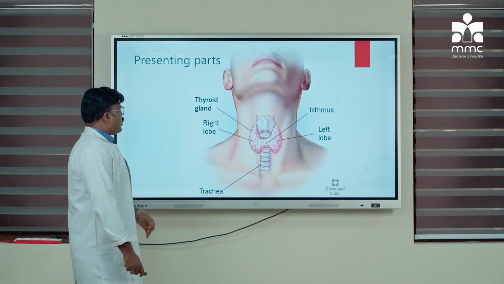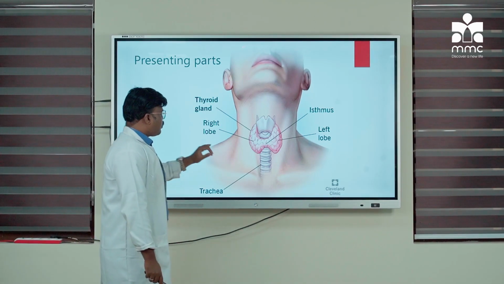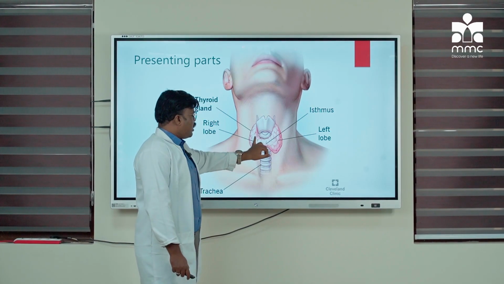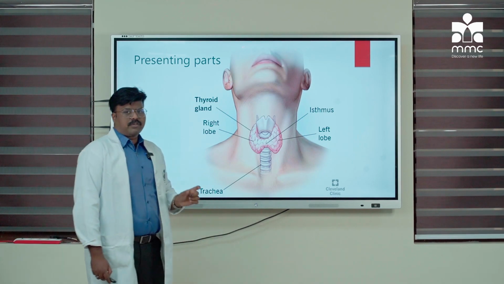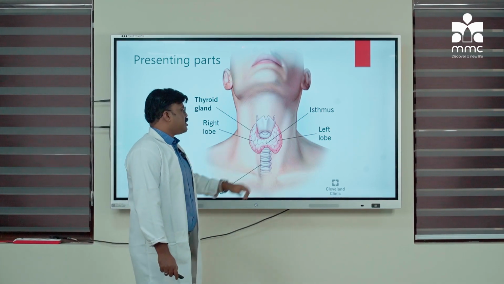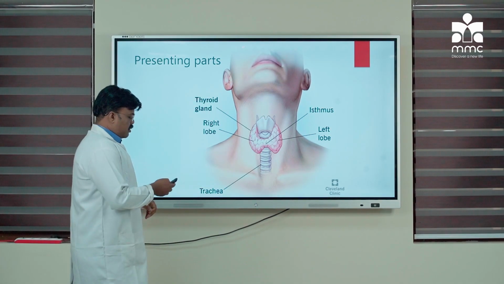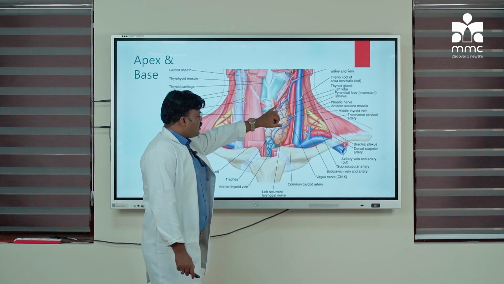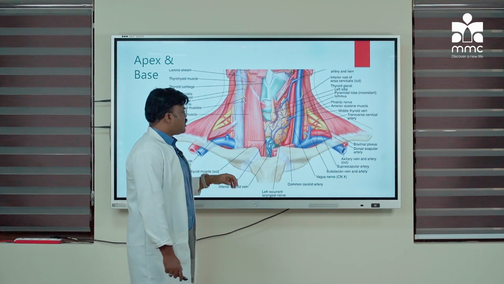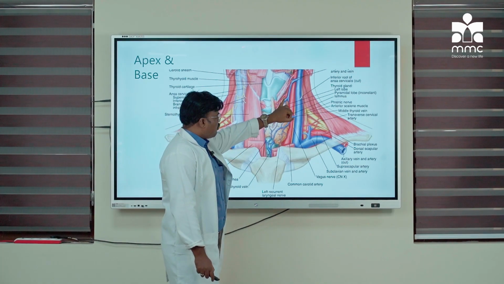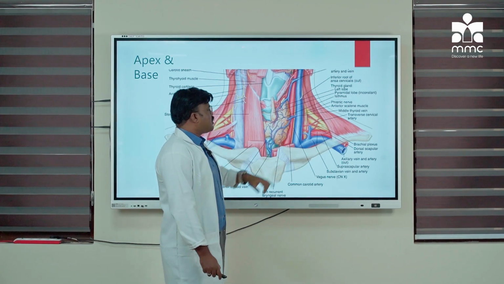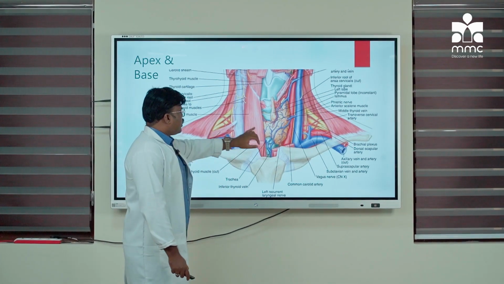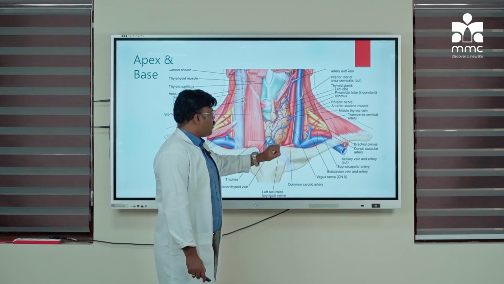So, the presenting parts: the thyroid gland presents two lobes. You will get a right lobe and a left lobe, and each lobe is connected by means of a small part that we call the isthmus. If you consider a single lobe, it is pyramidal in shape and it presents an apex, a base, and three surfaces. We will see the surfaces later. So, it presents an apex and a base.